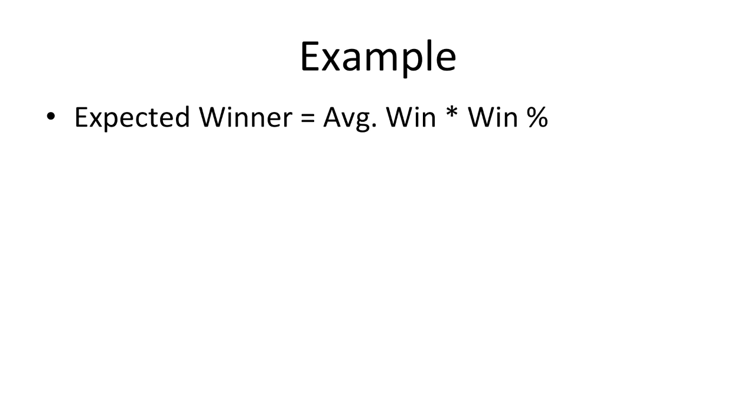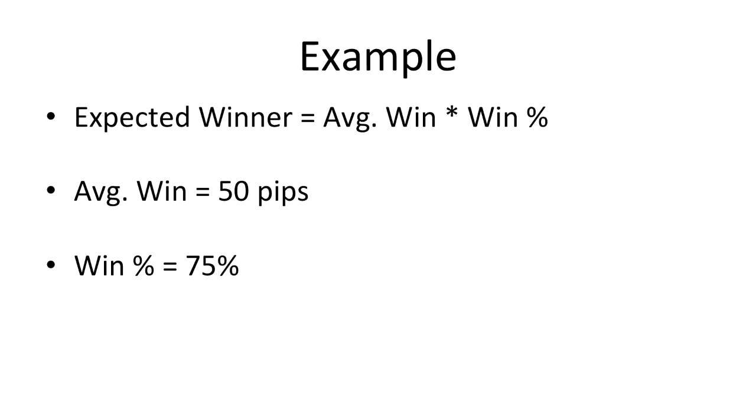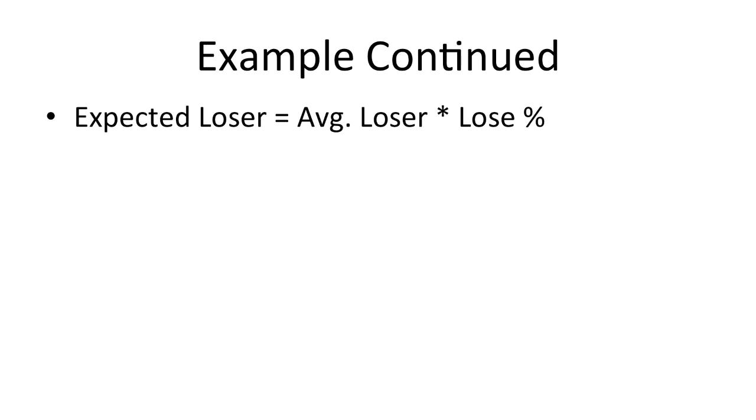So let's look at an example. To get our expected winner, that's what we need first. Again, remember, expected winner is average winner multiplied by your win percentage. Win percentage would be represented as a decimal. So in this case, let's say our average winner is 50 pips. Our win percentage is 75% or 0.75. What does that look like? Well, 50 pips times 0.75 is 37.5 pips. Expected winner, this would be a positive number. Okay, pretty simple.